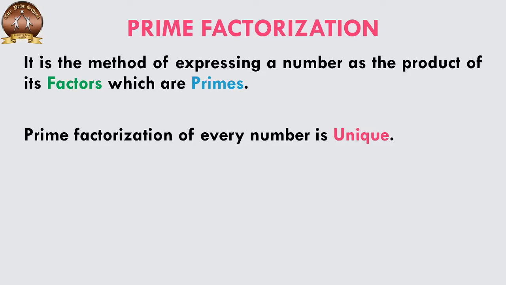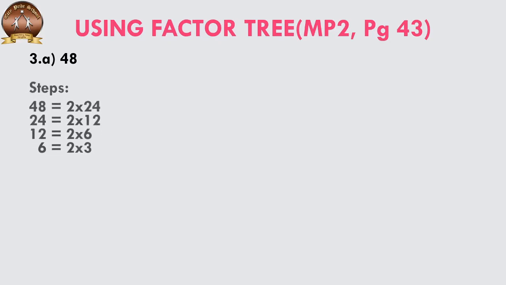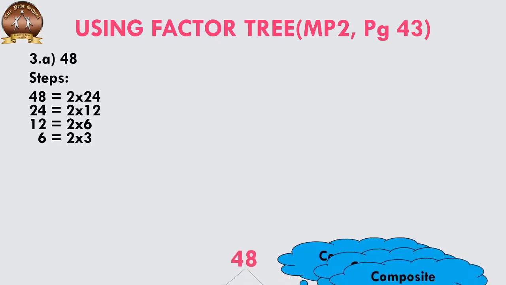Prime factorization can be done by various methods, amongst which we are going to learn the factor tree and the long division method. Using a factor tree, we are going to solve a few questions of My Practice Time 2. The first one is 48. We have to draw the factor tree, and using the factor tree, we are going to do the prime factorization. The steps that we will follow are: 48 is divided as 2 into 24. 24 can be written further as 2 into 12. 12 can be written as 2 into 6, and 6 can be written as 2 into 3.